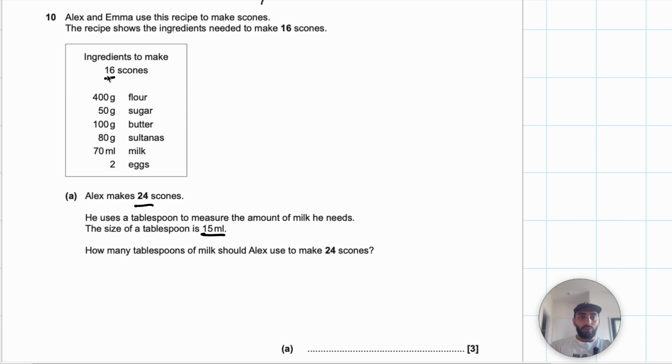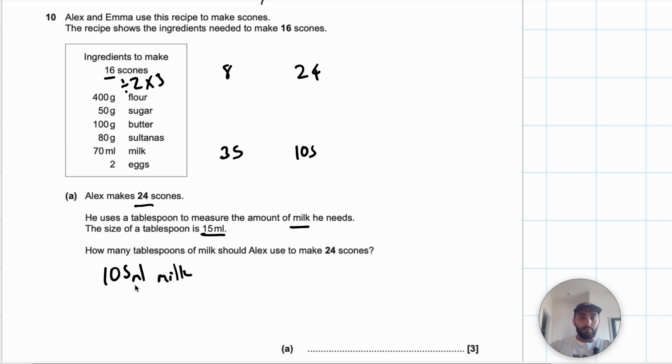Let's first think, how would we get from this recipe for 16 scones to 24? So what number goes into both 16 and 24? I know 8 goes into both of them, so I could divide this recipe by 2 to get 8 scones, and then multiply it by 3. And we need to consider the amount of milk. So the amount of milk is 70. 70 divided by 2 gives me 35, and 35 times 3 is 105. So we need 105 milliliters of milk.